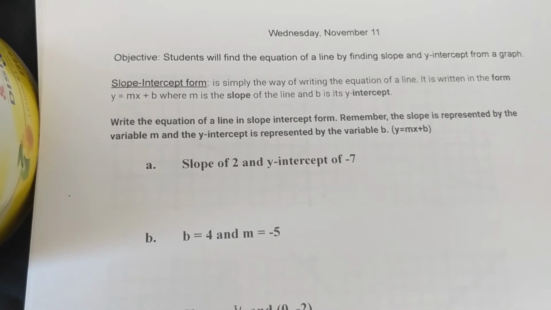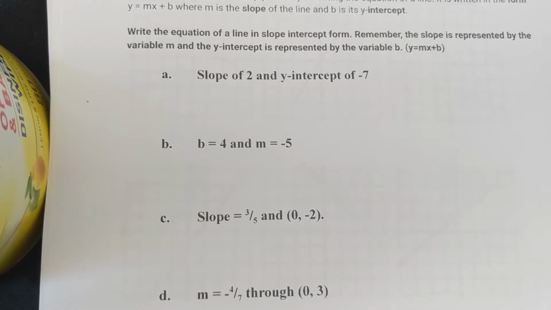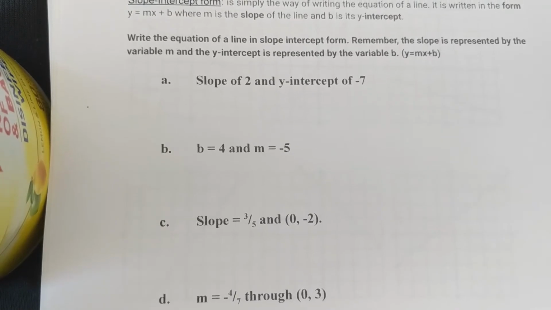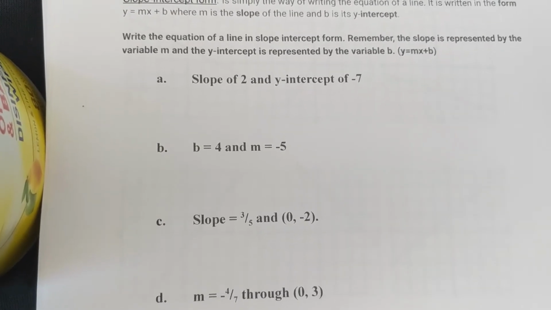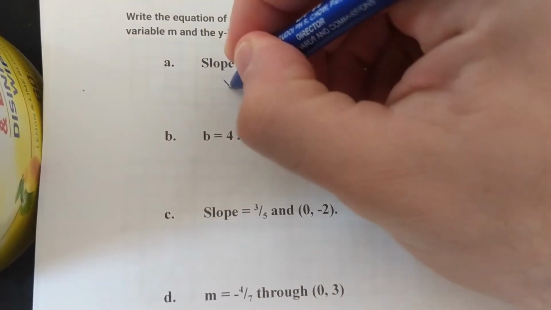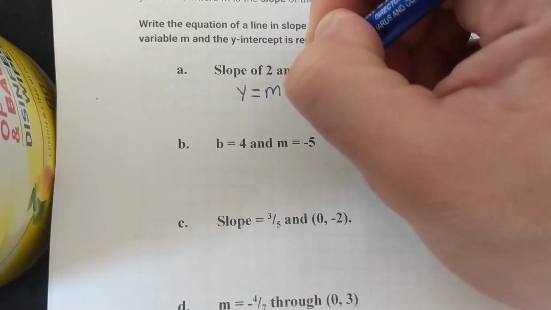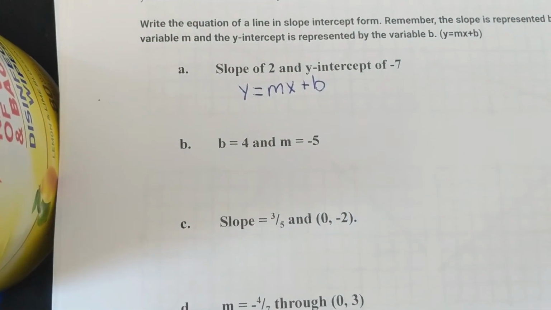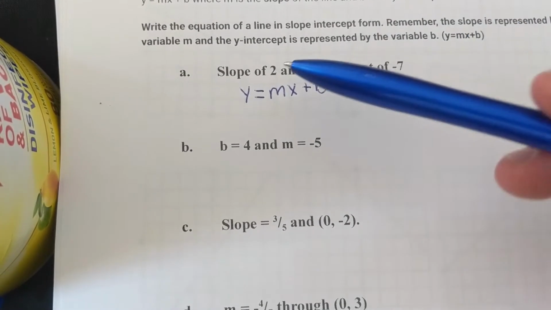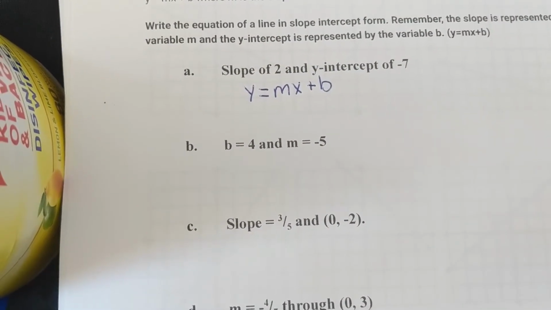So if we look at our first problems here, it says, write the equation of a line in slope-intercept form. Remember, the slope is represented by the m value and the y-intercept is represented by the b value. So, again, if we look at A, we're thinking about y equals mx plus b. M is the slope, b is the y-intercept. So all we really have to do is take those values and substitute them into our equation.